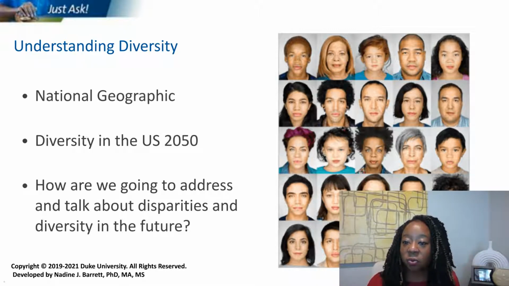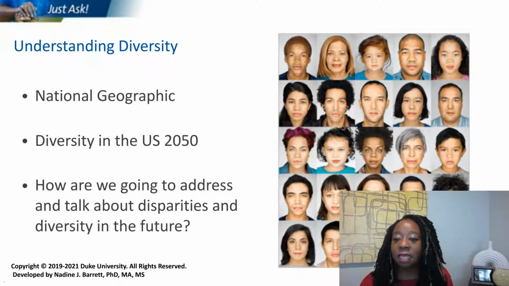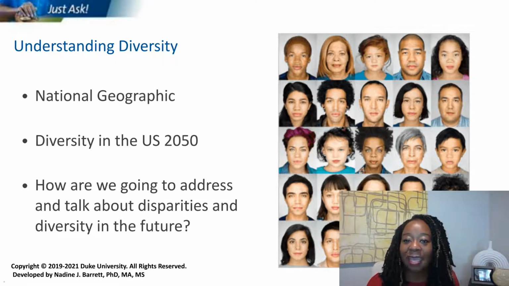And again, in 2050, this is what that can look like. And in fact, the data is now starting to say that this is probably going to be more around 2036. So again, just highlighting the importance of that.